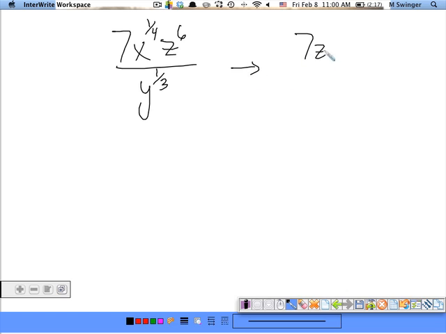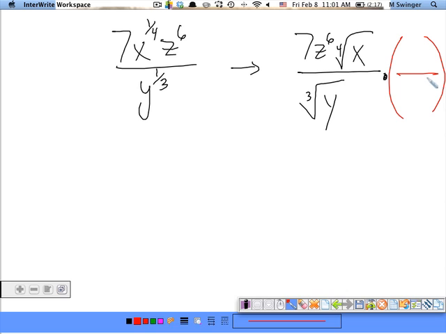You have 7z to the 6th, and the 4th root of x. That's fine, same thing. y to the 1/3, cube root of y. You guys all know how to rationalize, I hope, by now. So what do we rationalize by? The cube root of y squared, right? So we can have the cube root of y to the 3rd. That's what we want. So the cube root of y squared up top, cube root of y squared in the bottom, which becomes 7z to the 6th, 4th root of x, 3rd root of y squared.